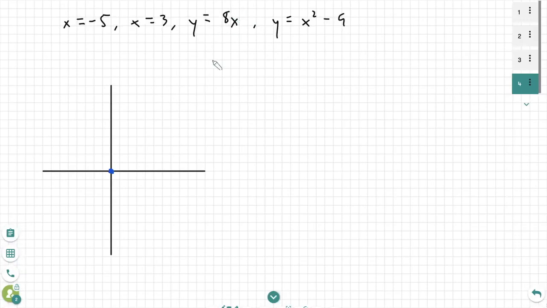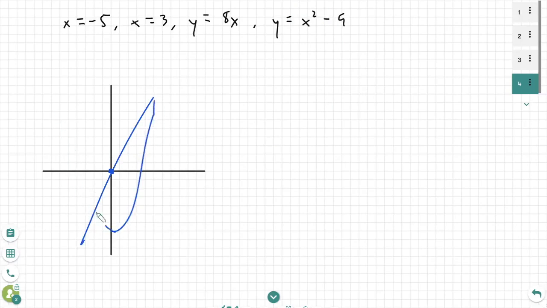And then what does the 8 mean graphically in terms of the equation of the line? Yeah, slope. So it's going to be a slope. Okay, roughly like this. All right, what about the x squared minus 9? What does that look like? It's like a U, right? Yeah, and what does the minus 9 do? It moves it downwards. Yeah, exactly. Okay, so it looks like this.